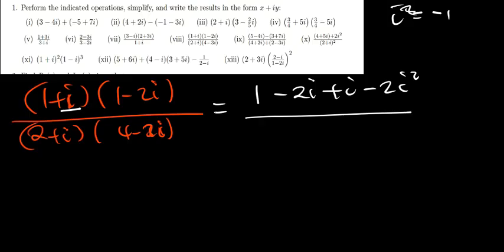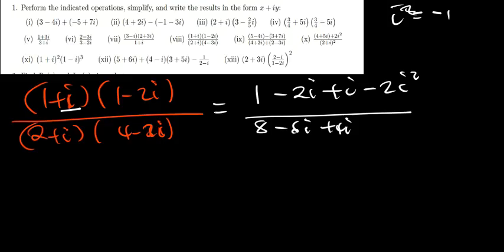So I'll go to the bottom part now. I'll say 2 times 4 is 8, then 2 times negative 3i is negative 6i, then i times 4 is plus 4i, then i times negative 3i is, now the bottom part here I've got 2. Oh no, we are solving this one, so it's i times negative 3i, which is the same as what?